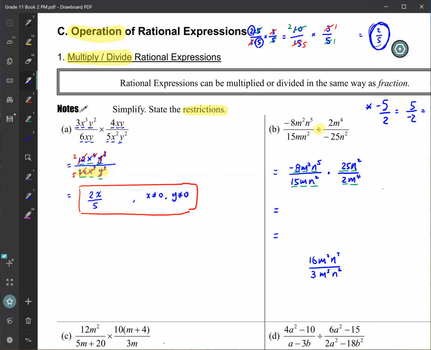Look at question A, right? Some of the x and y are canceled, right? So you didn't cancel the m and the n as well. Oh, okay. Okay, can you try it again and let me know your answer, okay?